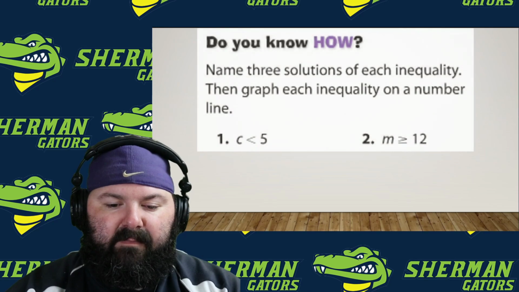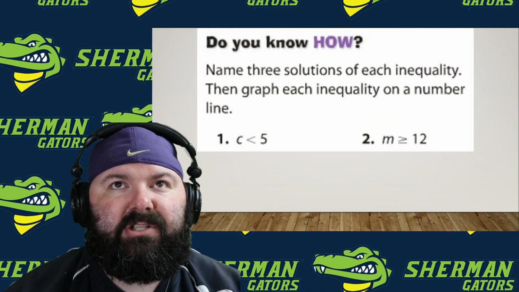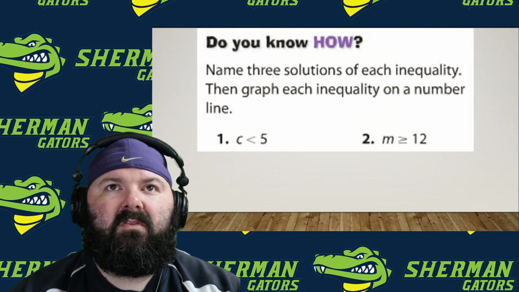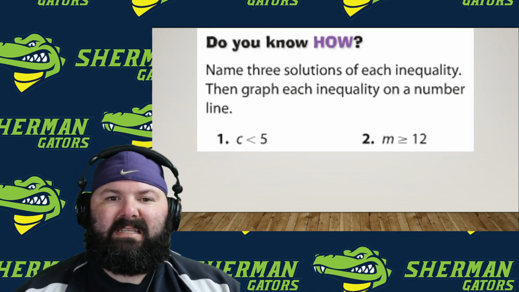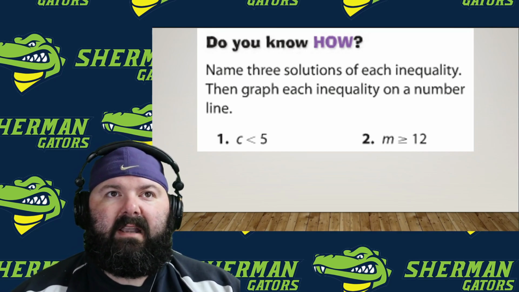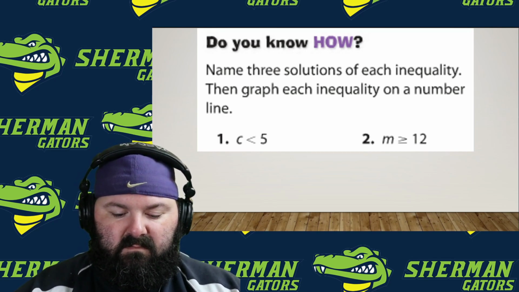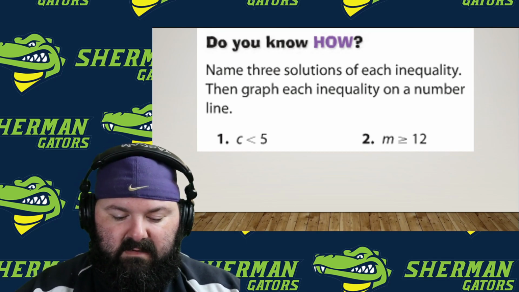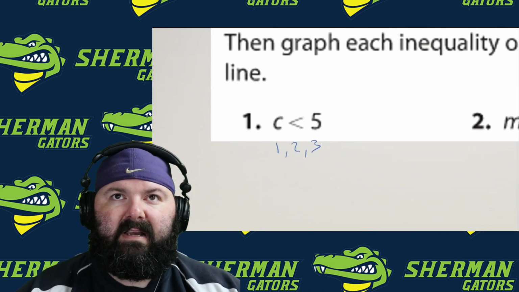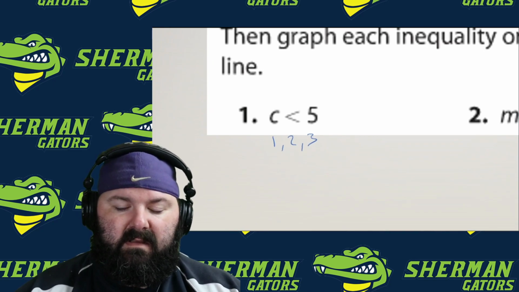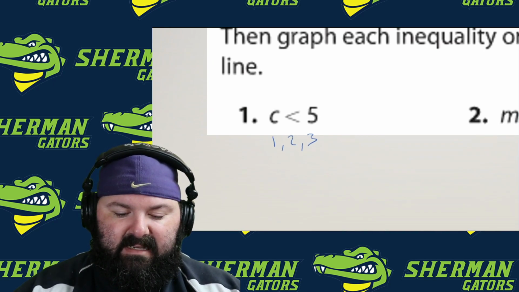Now, let's look at a couple here. It says, name 3 solutions of each inequality, then graph. So c is less than 5. So we've got to think of 3 numbers that are less than 5. Well, why not just do 1, 2, and 3? Are those less than 5? I think so. And it's saying to graph it as less than 5.